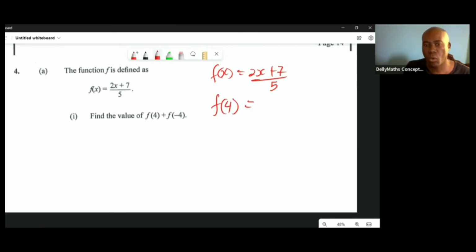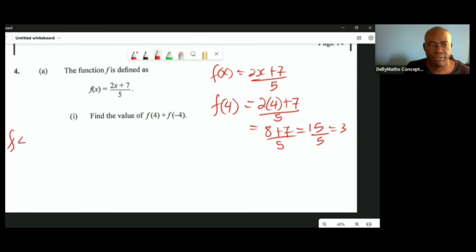4. F of 4 is (2 times 4 plus 7) over 5. And this is going to be (8 plus 7) over 5. And this is 15 over 5. And this is 3. So then I could just conclude that, hey, let's put this aside. F of 4 gives us 3. I need to find f of negative 4. So let's go for f of negative 4 right here.